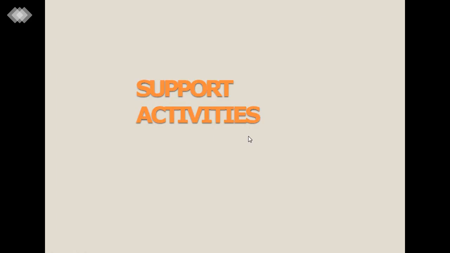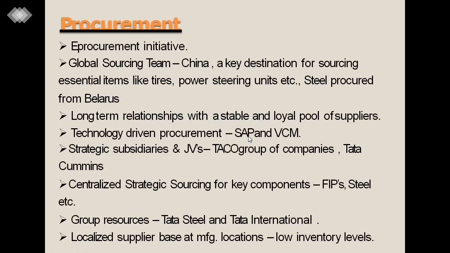Now, in support activities, procurement includes e-procurement initiatives. A global sourcing team, with countries like China as key destinations, sources essential items like tires, power steering units, and steel, with a long-term relationship with a stable and loyal pool of suppliers. Next is technology-driven procurement. Next are the strategic subsidiaries like the Tata group of companies, which follow strategic subsidiaries.